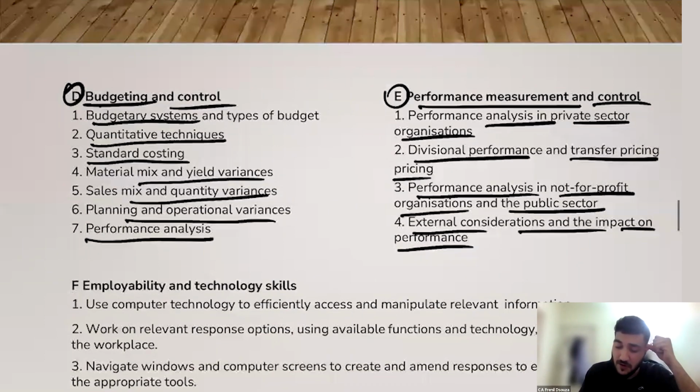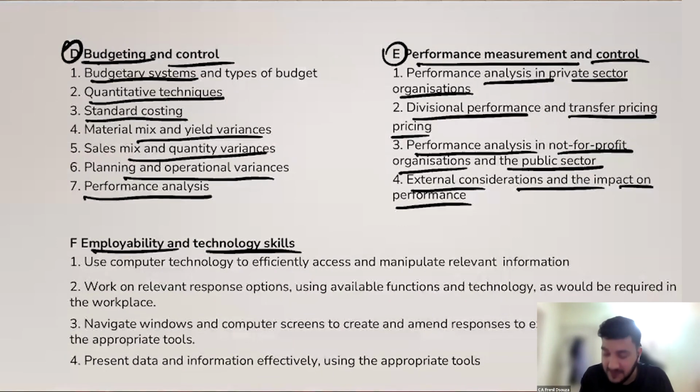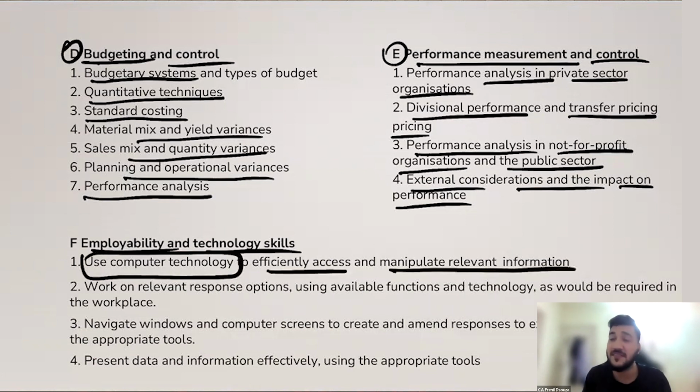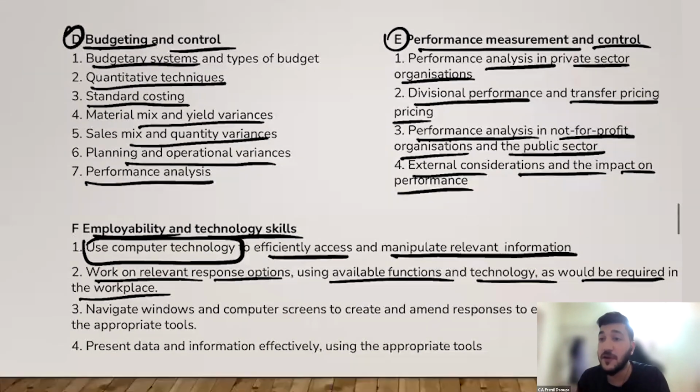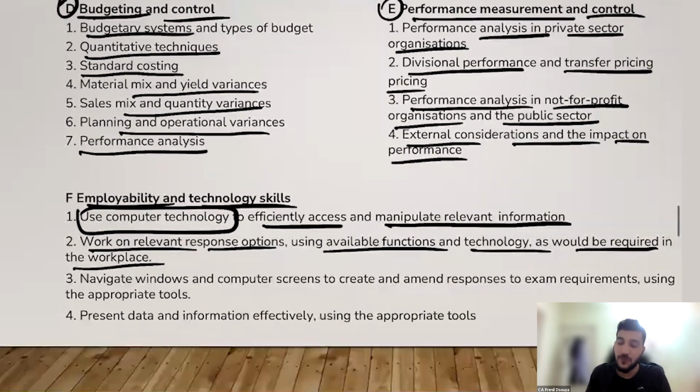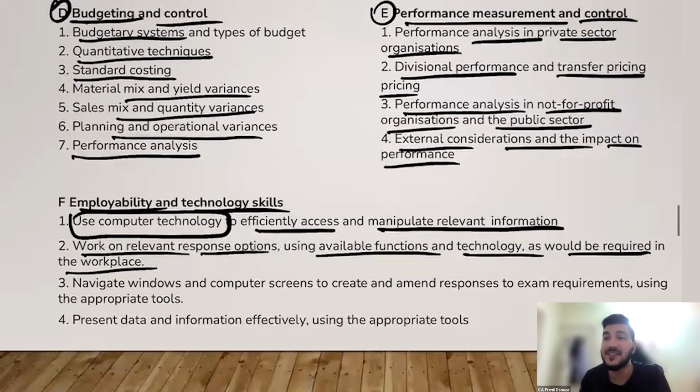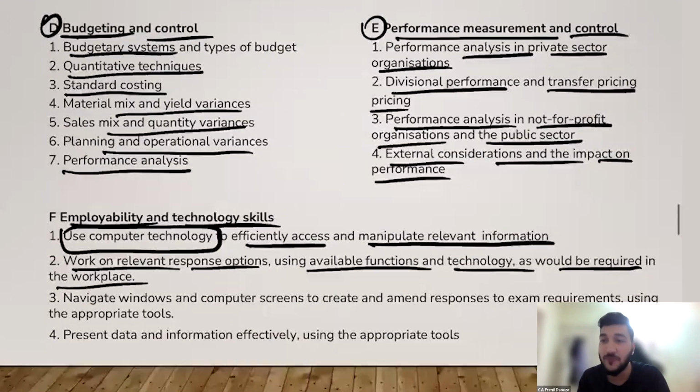And then we have something called employability and technology skills, in which we are going to learn the use of computer technology to efficiently assess and manipulate relevant information. This is another very interesting way of going through the subject. Work on relevant responses using available functions and technology as it would be required in the workplace. We are going to look at a lot of practical examples. I'm going to give you those, where you'll get a lot of understanding as to how these systems usually work.